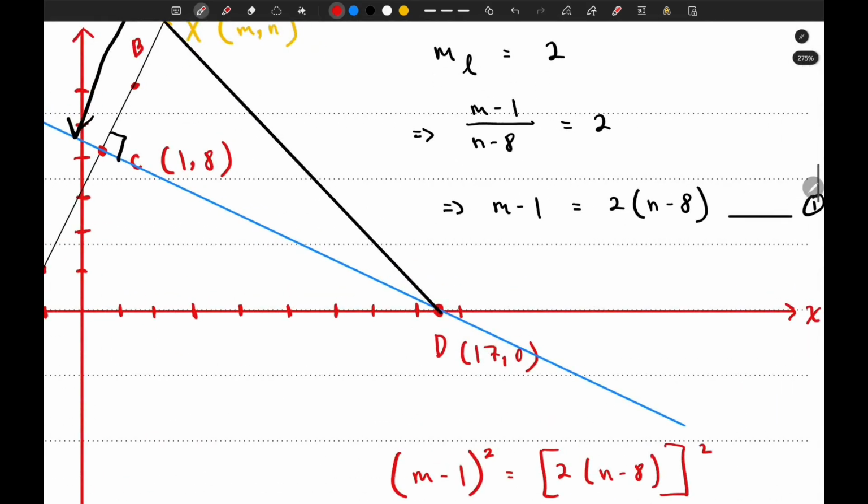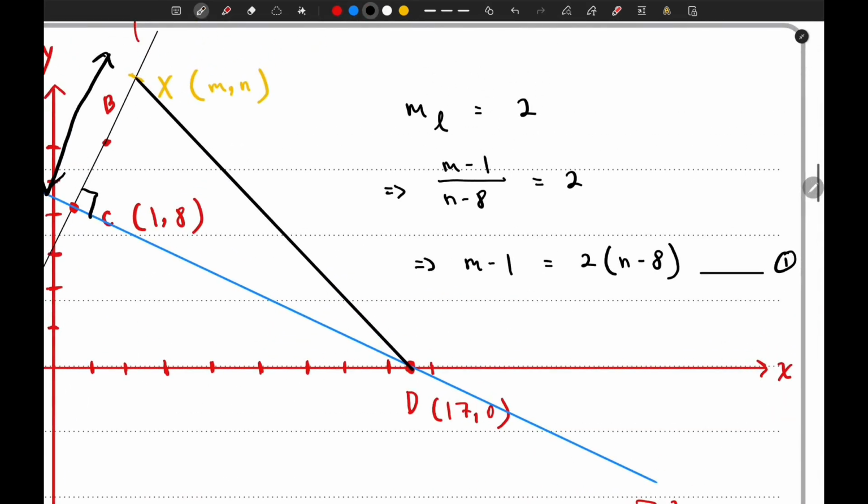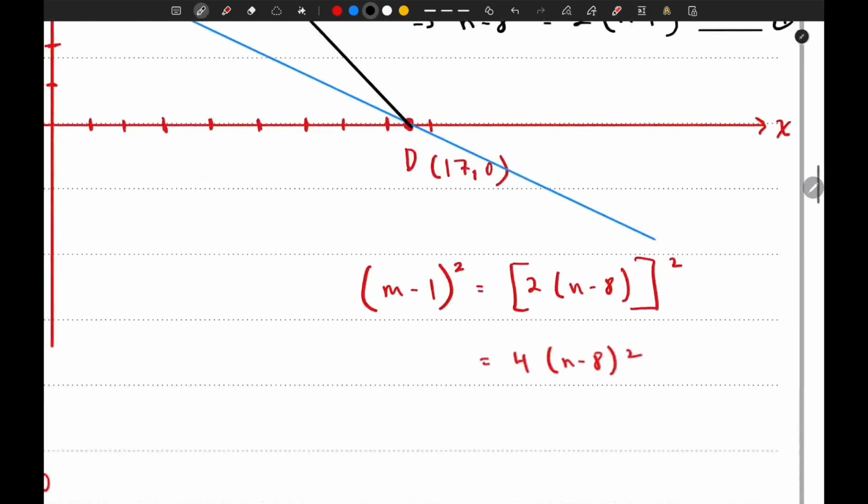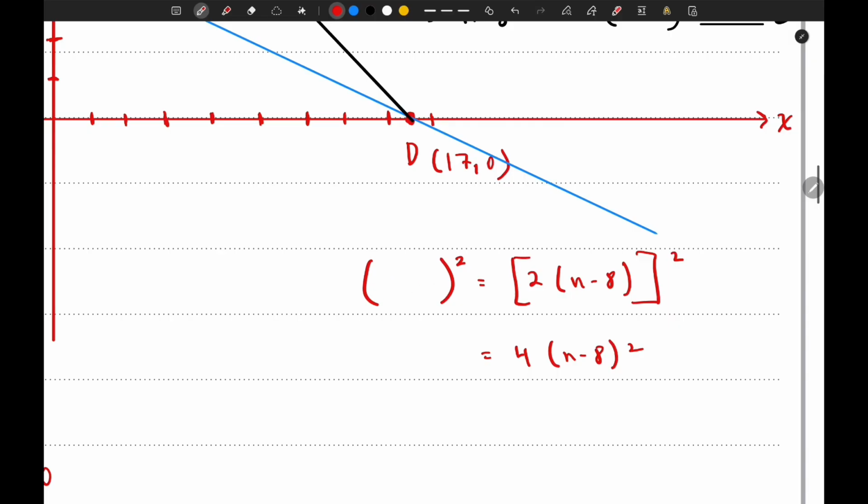Okay, so there was a slight mistake, sorry for that. Instead of m minus 1 over n minus 8, this should be n minus 8 divided by m minus 1, because it is y2 minus y1 divided by x2 minus x1. So n minus 8 can be written as 2 times m minus 1. So n minus 8 whole square can also be written as 4 times m minus 1 whole square.